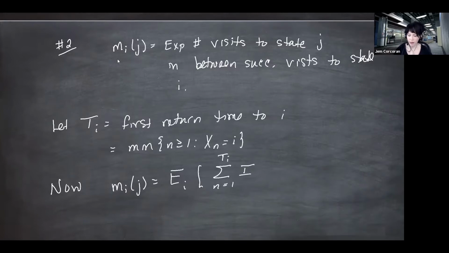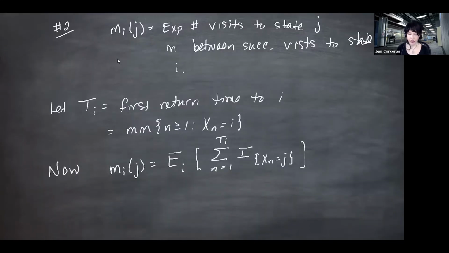So I'm going to sum up to that first hitting time or first return time to i, an indicator if the chain is in state j at time n. I'm going to sum over all those n's. So that is the expected number of hits on state j between 2 successive visits to state i. Okay, so just a little more.